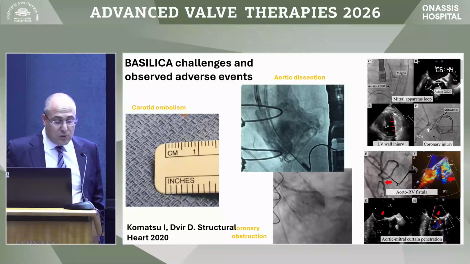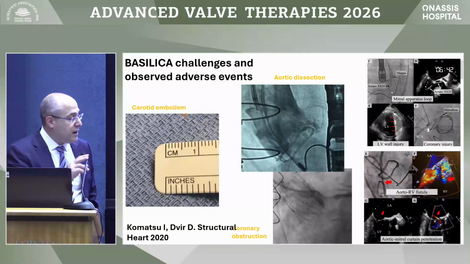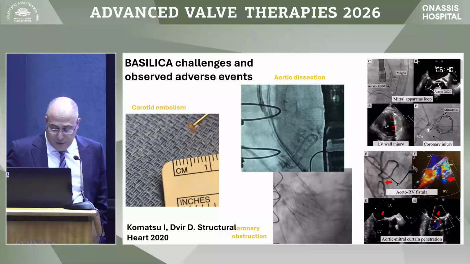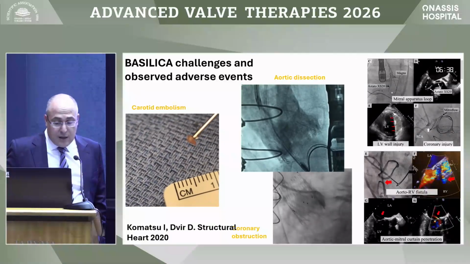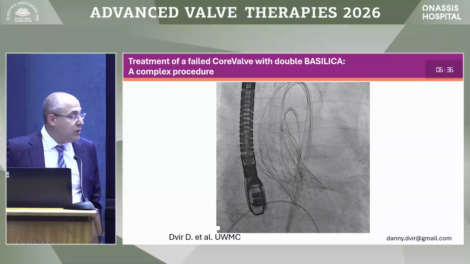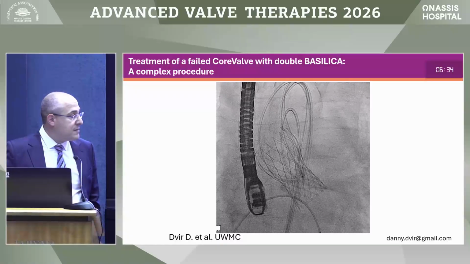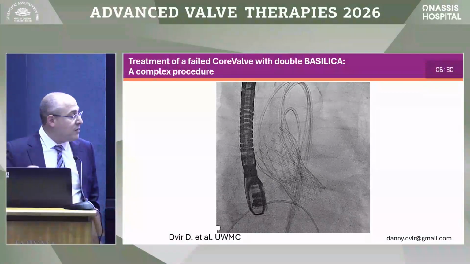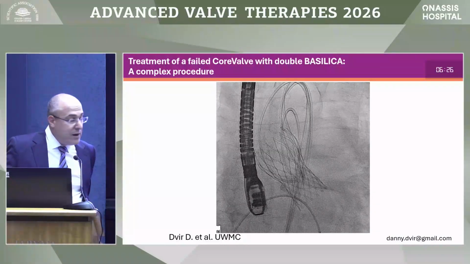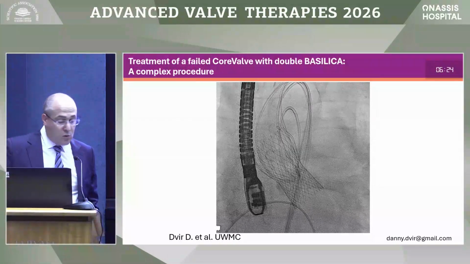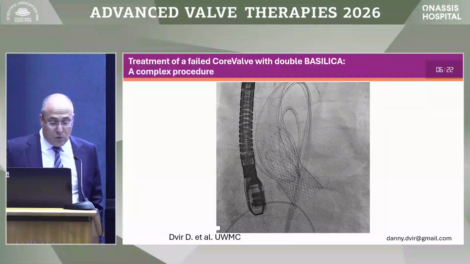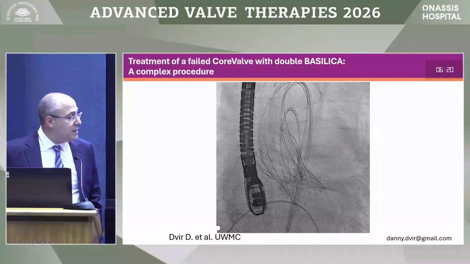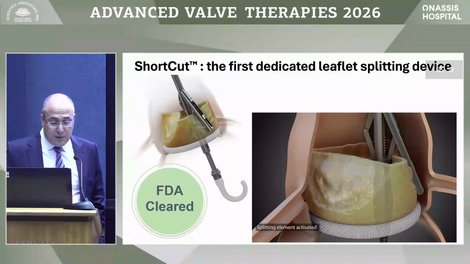It's something that could be taught, and it's not shy of adverse events, different adverse events that can happen. And eventually, when you do complex procedures and people do not have a lot of experience, then you run into trouble. This is how a double leaflet Evolut or CoreValve procedure can look like. It's a demanding procedure. It can take many hours.